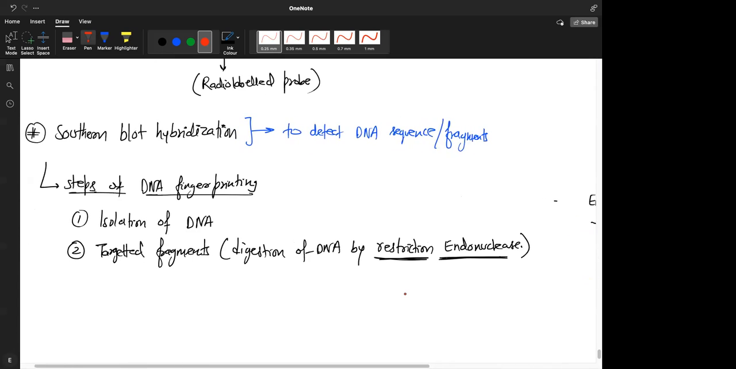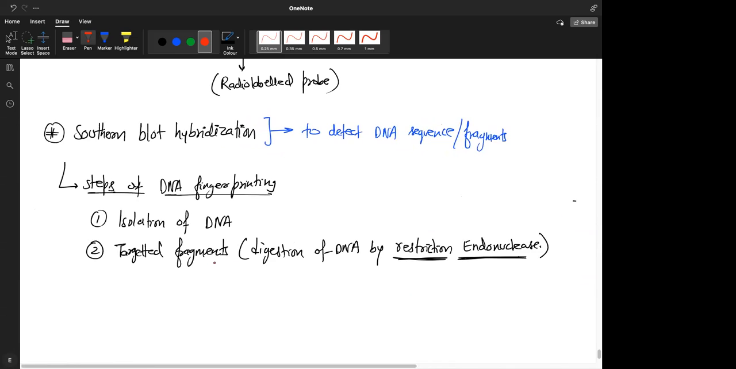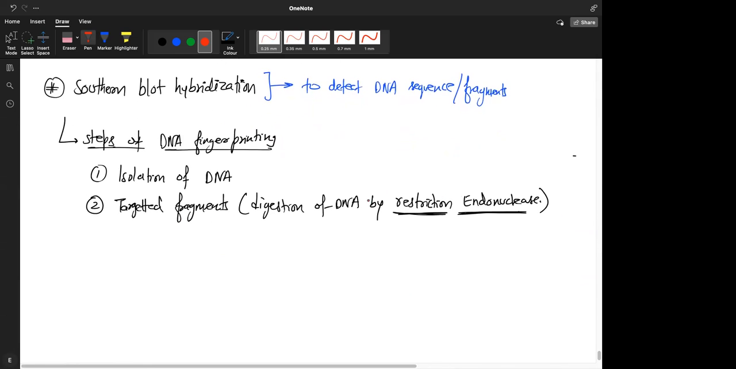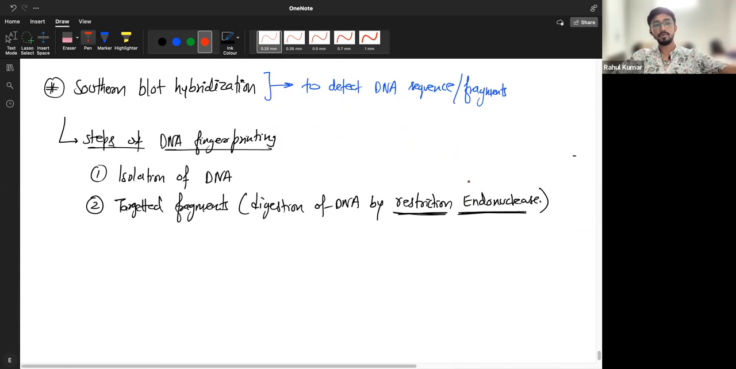So this fragmentation is through restriction endonuclease because we know what fragment we are interested in. Now you have fragmented. So the third thing, what will you do? You will separate the fragments, right? So that's called separation.